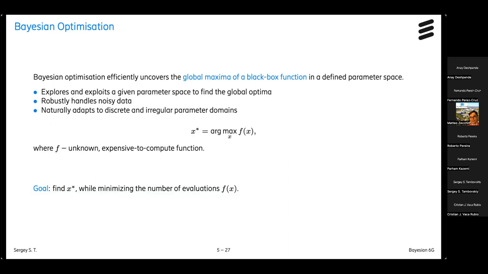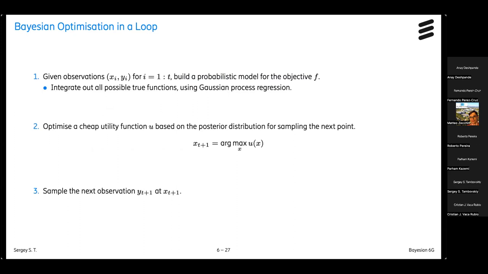So let's have a very brief overview of what Bayesian optimization is. Effectively, it is a methodology that allows us to optimize very complex black box functions by learning the surface of the cost function, learning the cost over time, and then finally finding the global optimum. Or in other words, our goal is to find the optimum while minimizing the number of evaluations of our objective function in one way or another. So in the Bayesian optimization loop, we have our observations of our black box system. Our goal is to build a probabilistic model of this function using Gaussian process regression. Simultaneously, we integrate out all possible true functions using this methodology.